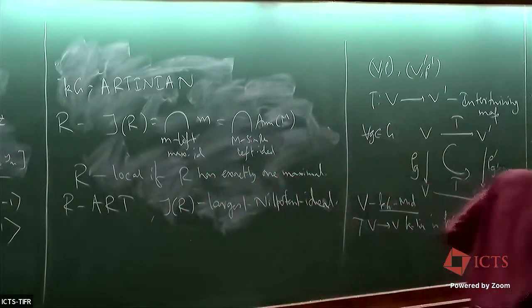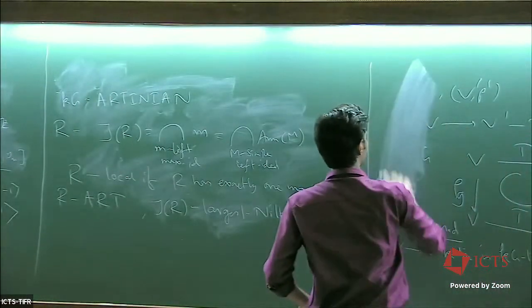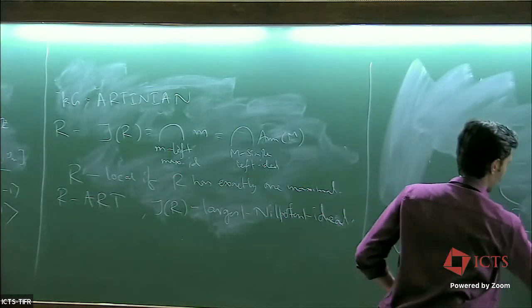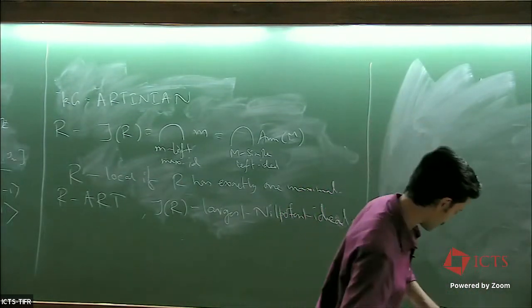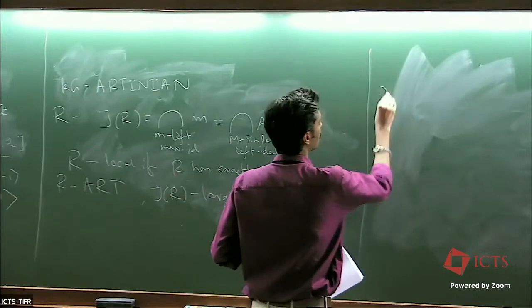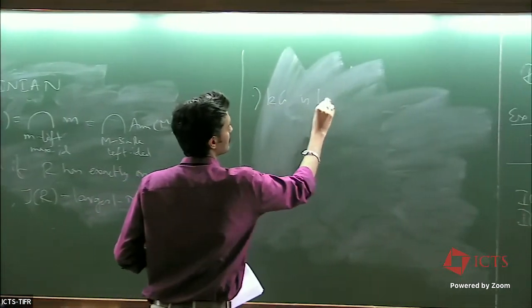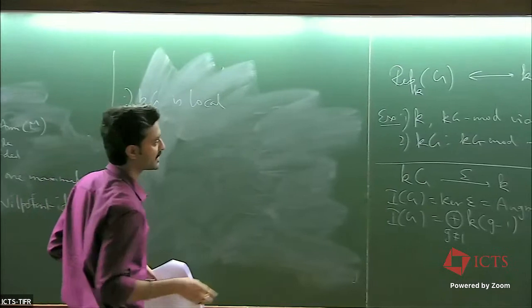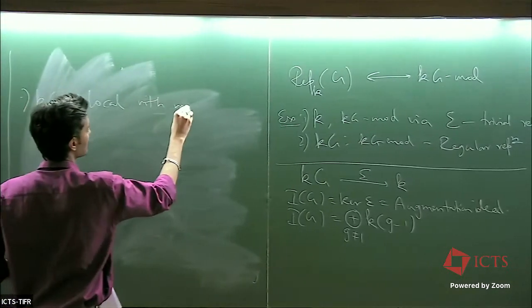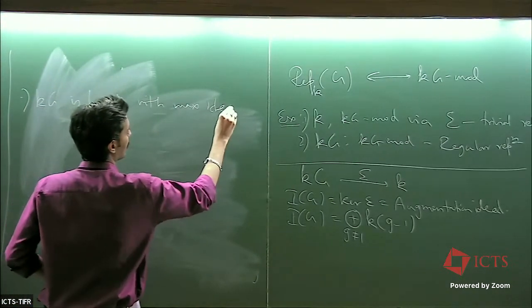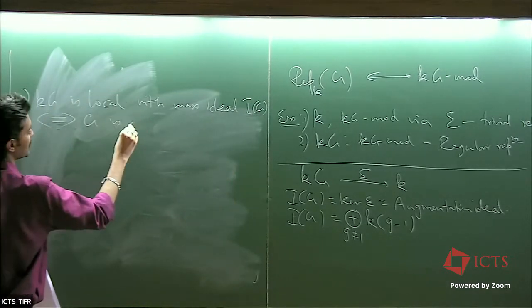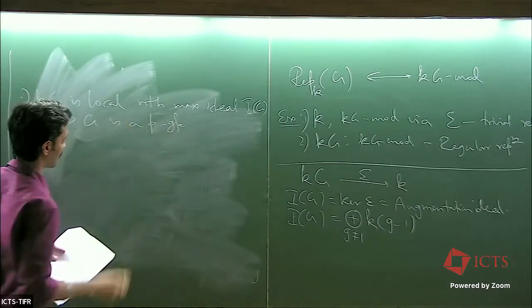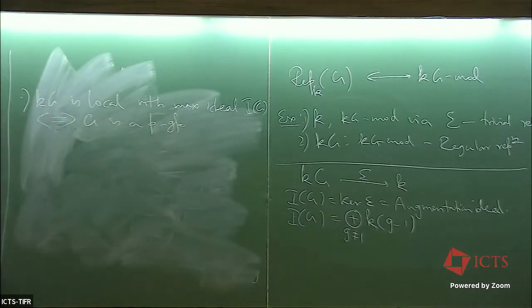These facts help us prove that KG is local, and we have observed one maximal ideal before. Therefore, KG is local with maximal ideal IG if and only if G is a P group. Okay, so maybe I will give a sketch of the proof.